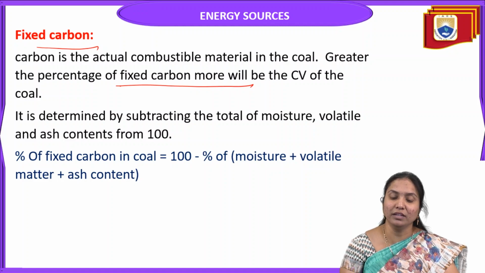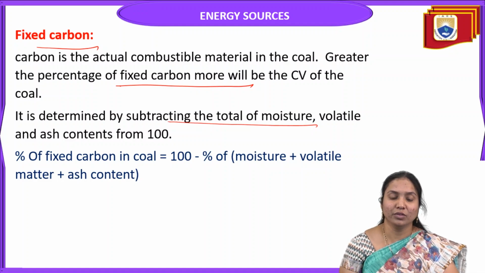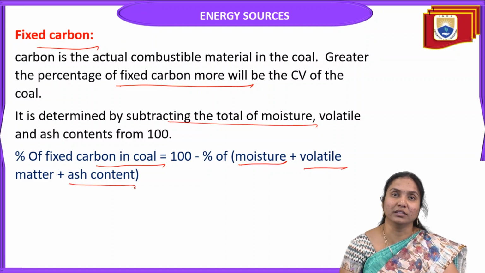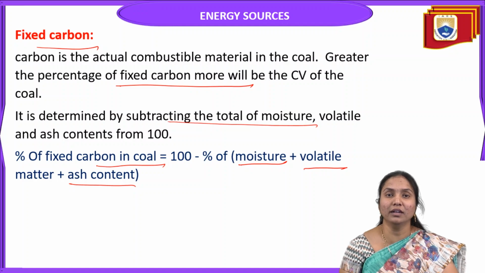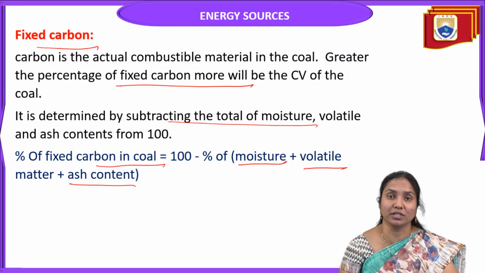It is determined by subtracting the total of moisture, volatile matter, and ash content from 100. So here, the percentage of fixed carbon in coal equals 100 minus the percentage of moisture content plus volatile matter and ash content. In this way we calculate the percentage of moisture content, volatile matter, ash content and fixed carbon present in this coal sample by the proximate analysis process. This process is mainly used to fix the price and quality of coal.